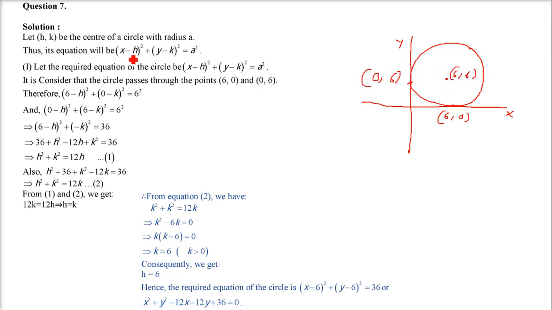We know the formula, x minus h whole square plus y minus k whole square equals r square or a square. So x minus h whole square, that is h is 6, so x minus 6 whole square plus y minus 6 whole square. This is h, this is k, equals 6 square. When you open this, this is going to be the final equation.